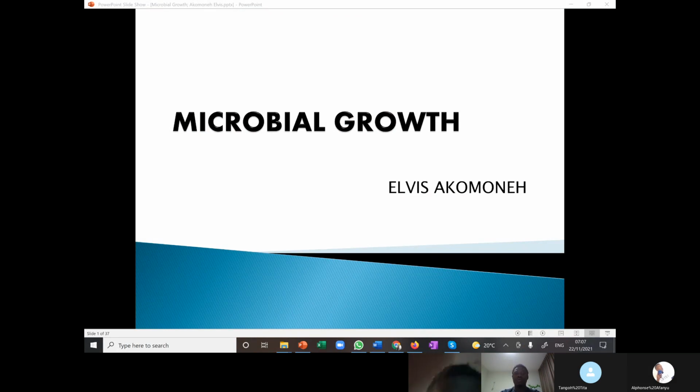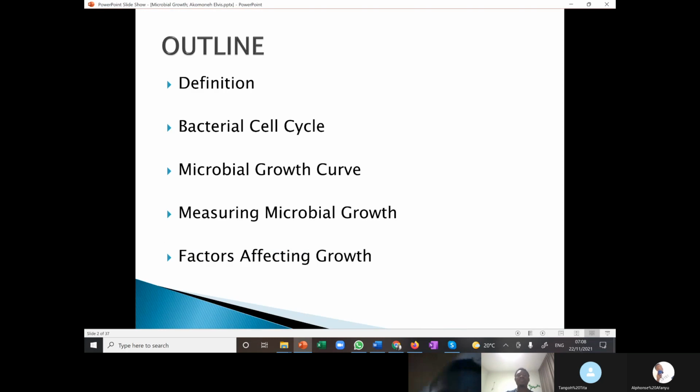Today we are going to look at microbial growth and also measure microbial growth. So there are two subtopics we're going to be exploring today: microbial growth and measurement of microbial growth. I've put a small outline for us to appreciate how we run through. We'll define microbial growth. We'll look deeply at the bacterial growth cycle and understand the microbial growth curve.